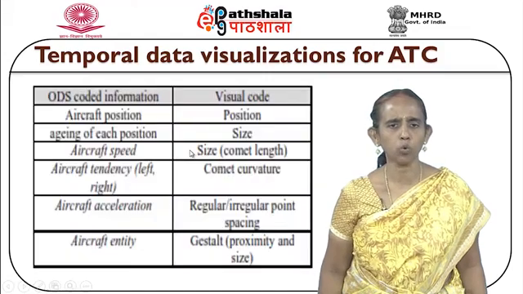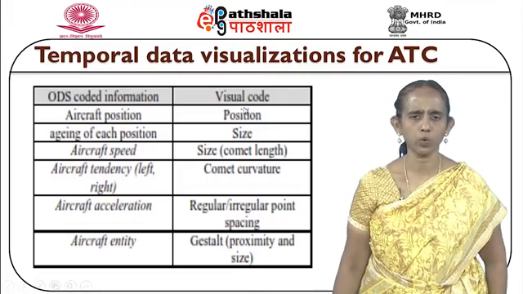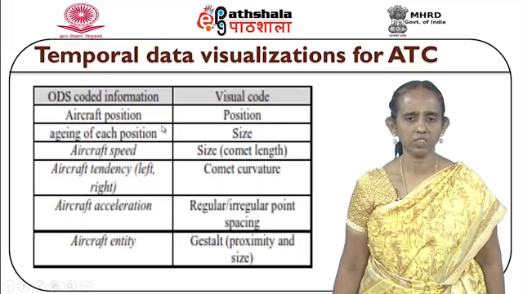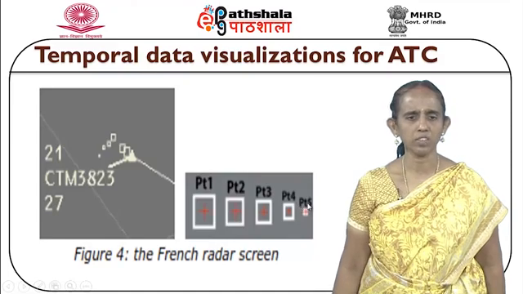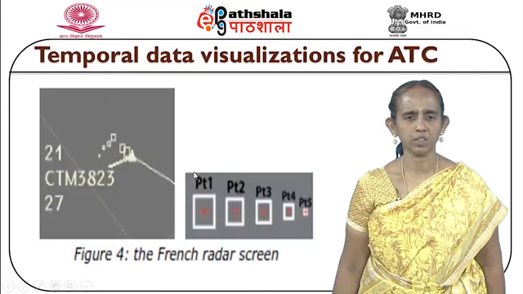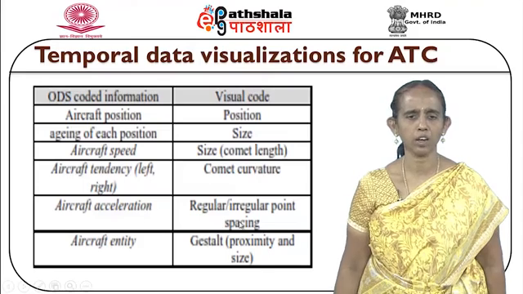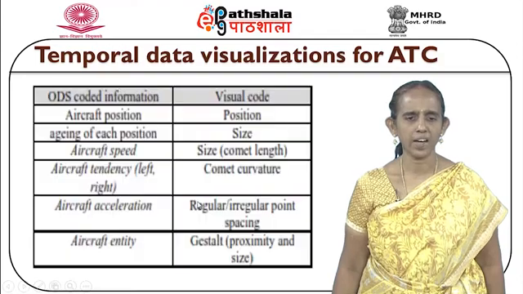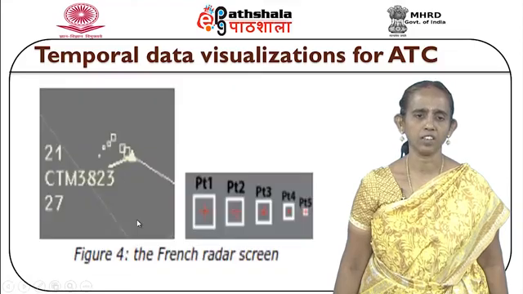So this is ODS coded information wherein the aircraft position is encoded as a visual code in the form of a position. The aging of each position is represented as size. We can see here as the aging increases, the size also decreases. The aircraft tendency from left to right is a comet curvature that is represented here. Similarly, the aircraft acceleration, that is a regular or irregular point spacing, shows the aircraft acceleration as such, and the aircraft entity is represented with respect to proximity and size basically.